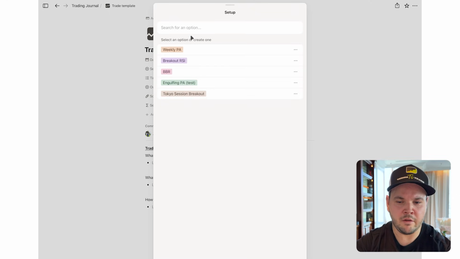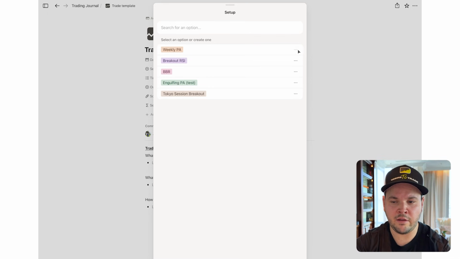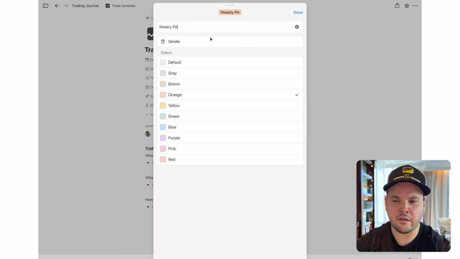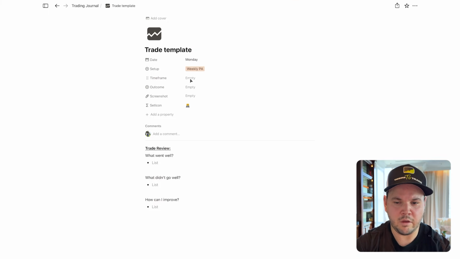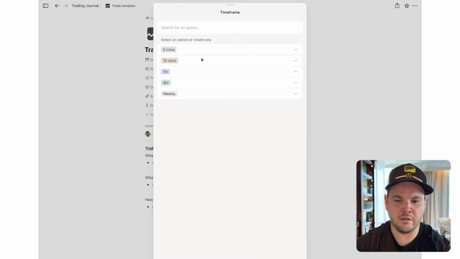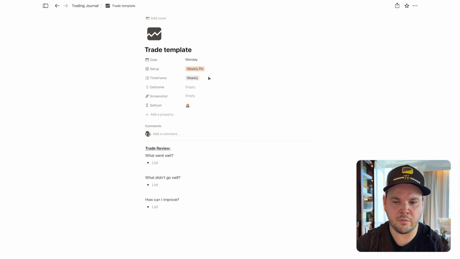Okay, my setup, here are my strategies currently. So you can change your own and make your own here. That's totally fine. You can go here and click the dots and edit it as you want and add new ones if you want to. To add one, just type here and add a new one. So yeah, this was a weekly price action setup. Here's the time frame, you can add yours too if you want. Okay, let's say weekly, because it's weekly.